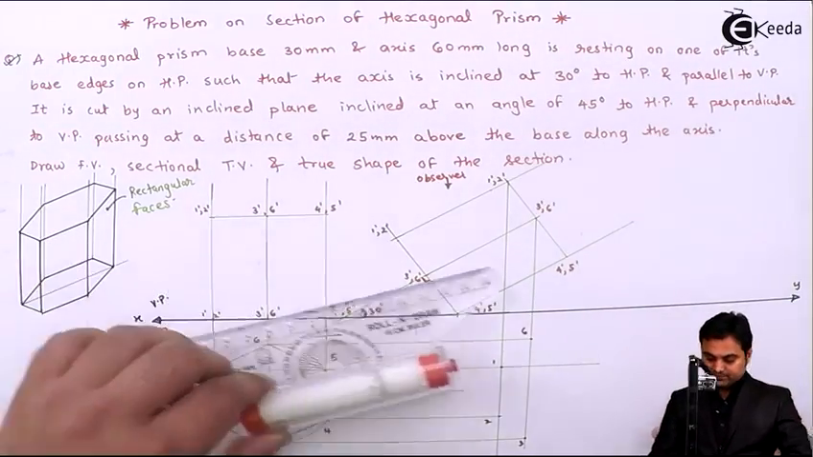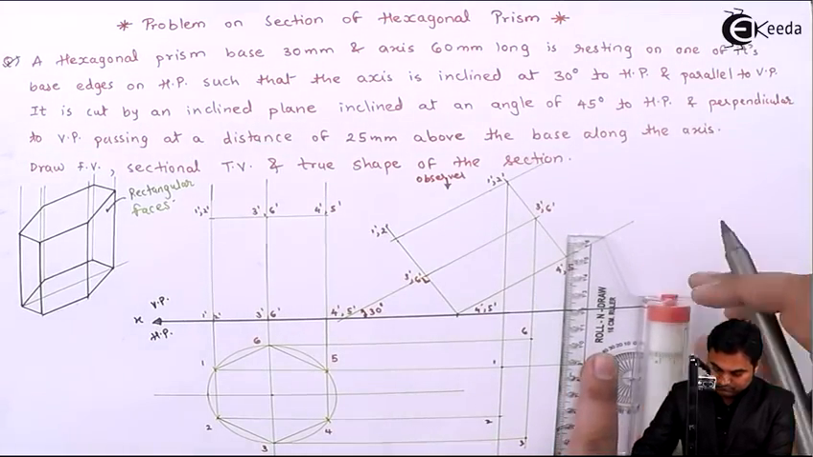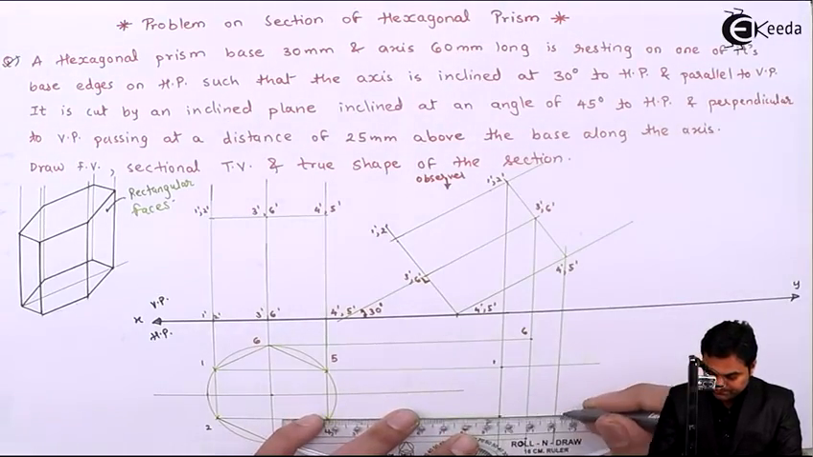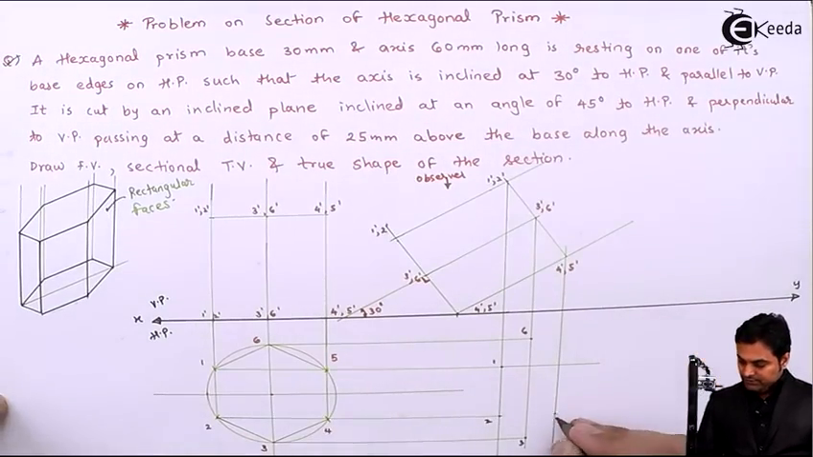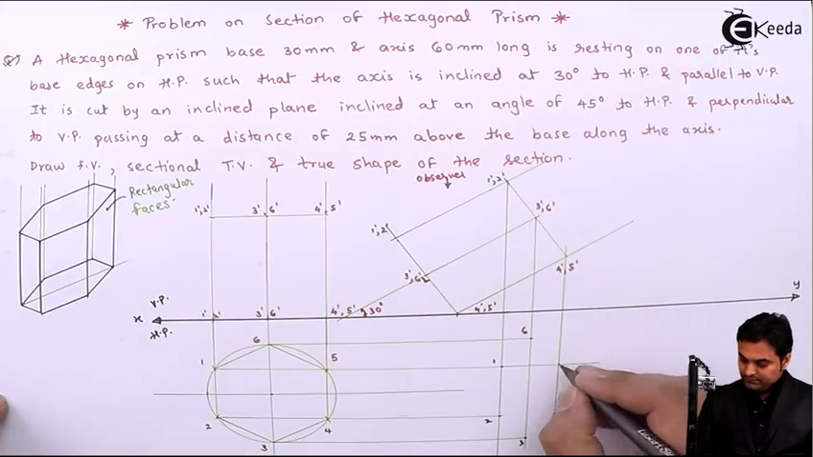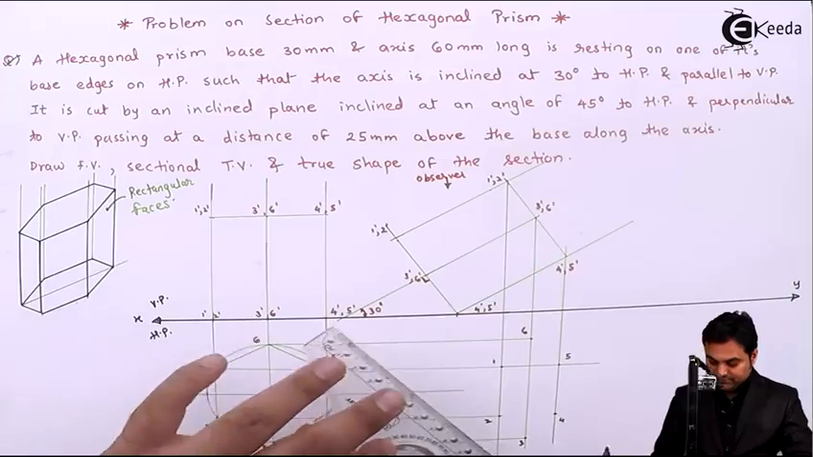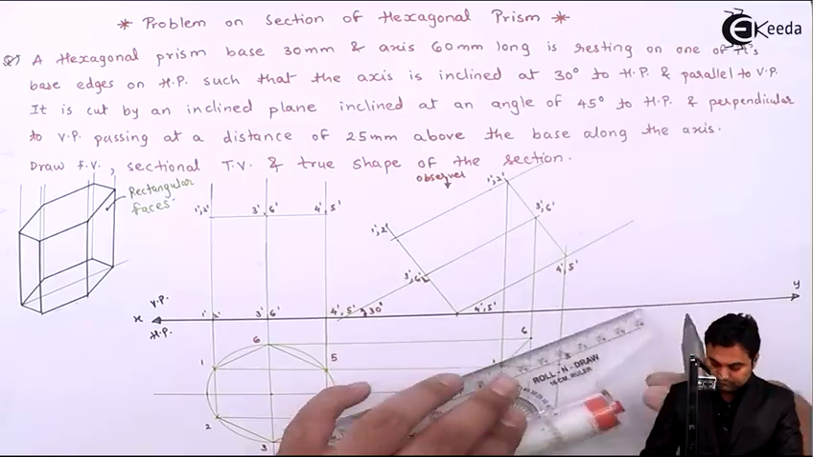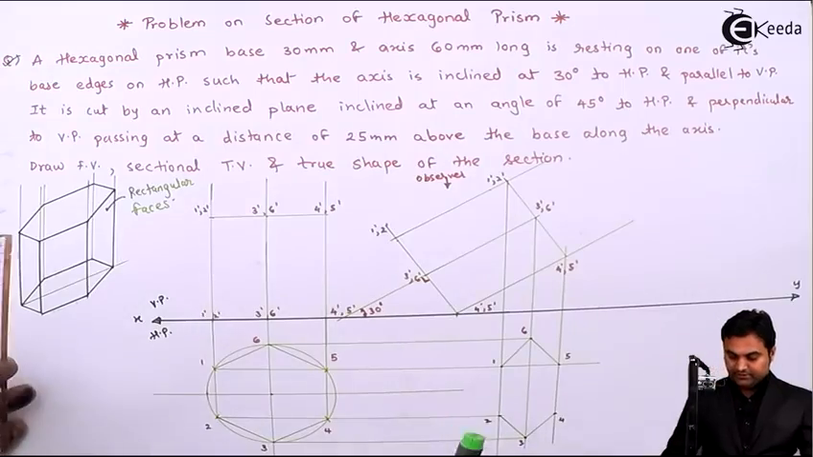Then 4 dash 5 dash. 2 and 4 are onto the same line, 1 and 5 onto the same line. So here I'll be getting point 4, and this will be point 5. Then this complete hexagonal base will be visible. So that will be connected.